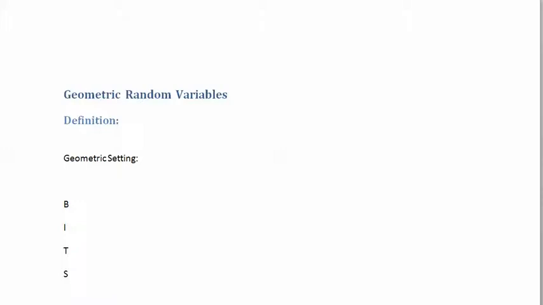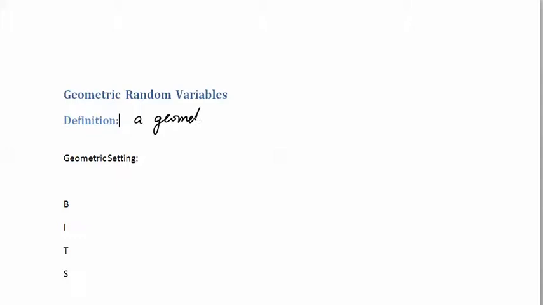Now, you'll recall from the last lesson where we looked at binomial random variables. Binomial random variables are where we're looking at the number of successes in a given number of trials. And today we are looking at the number of trials that it takes to achieve one success. So how long it takes to get to the first successful trial.